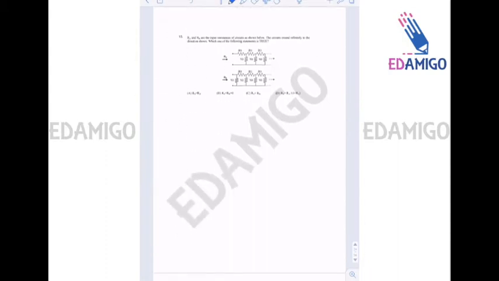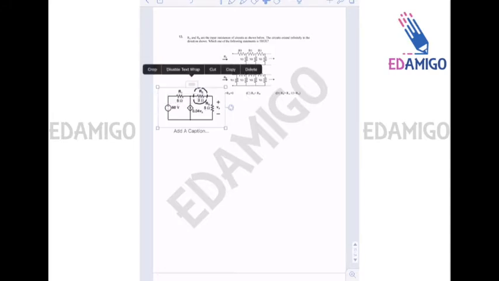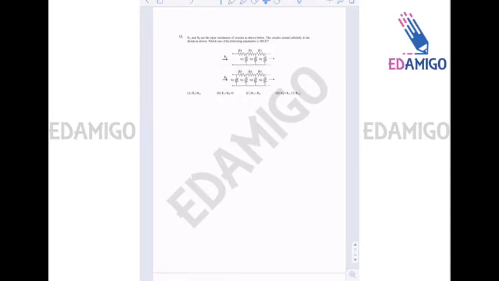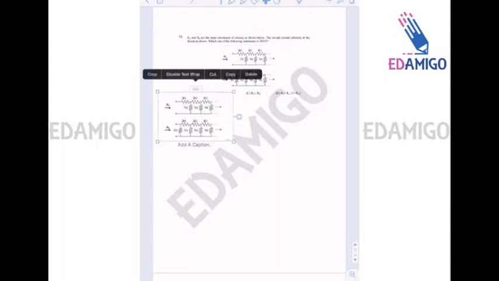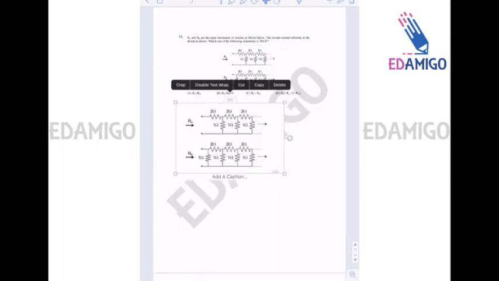So let's move on to the next question, that is question number 13. In this question, there is an infinite series of resistances, as we can see here. So first of all, I will just copy the question. Okay. So we have to find which of the following is true.